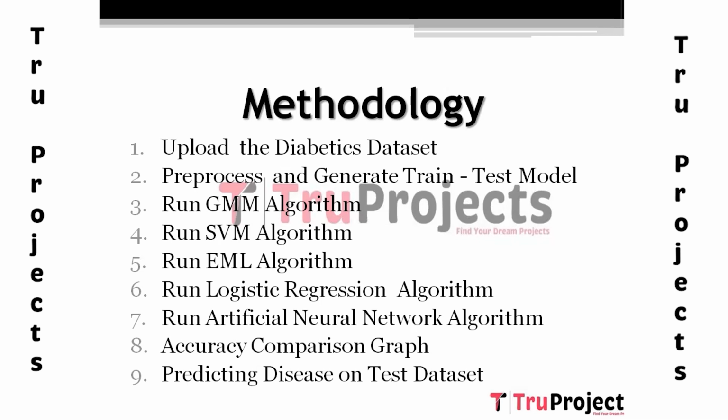Then the next module, run GMM algorithm. GMM is nothing but Gaussian mixture model. In this module, we are going to build the model and train it with the training dataset, then test the model with the test dataset and calculate the accuracy. The GMM is nothing but the Gaussian mixture model.